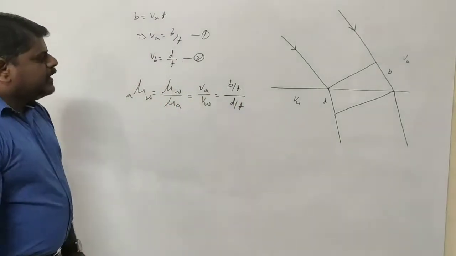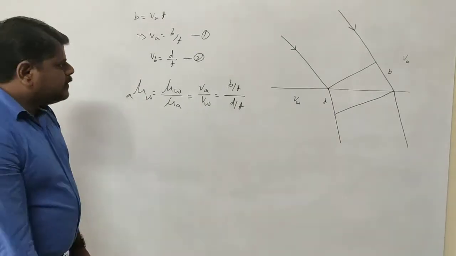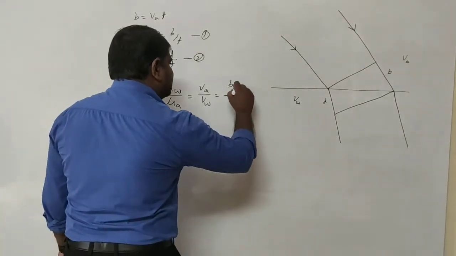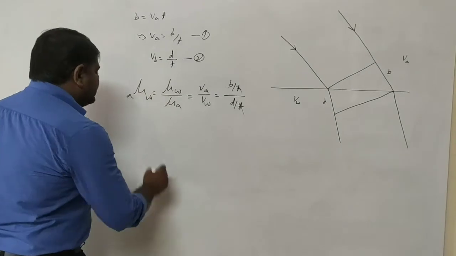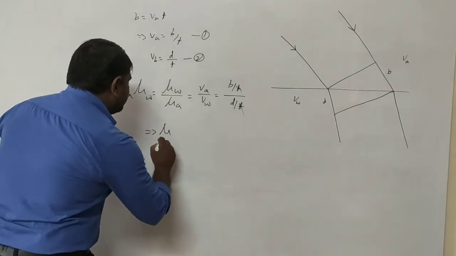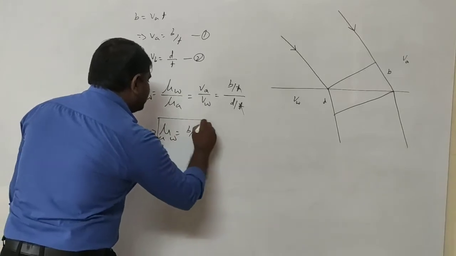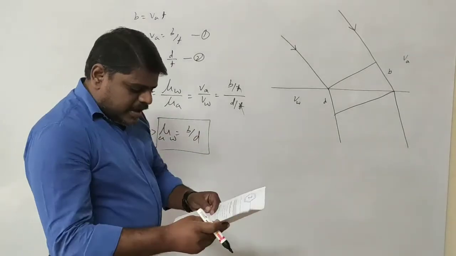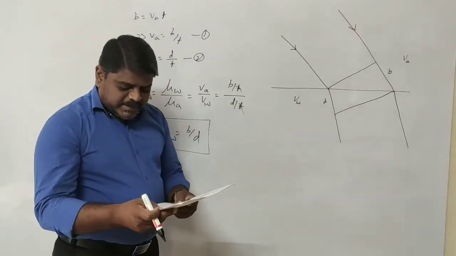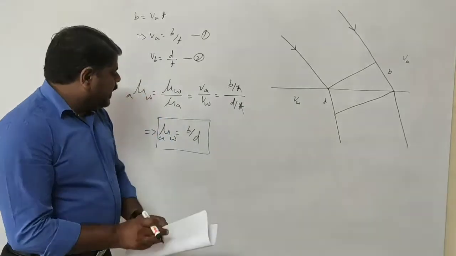Okay, d by t. So if you take the cross multiplication, both are going to be cancelled here. t is going to be cancelled. That implies what you are going to get? mu a by mu w is equal to b by d. This is the final answer. According to the given options, which one is correct? The third option is correct, b by d.